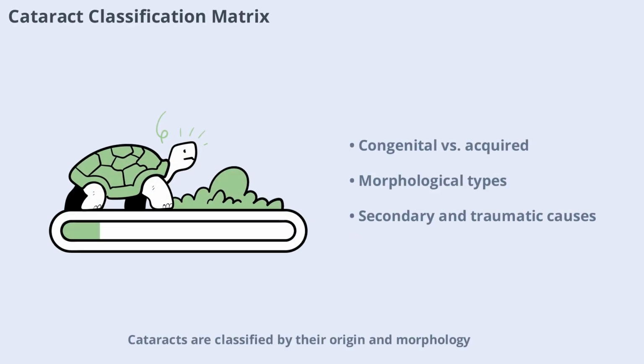Cataracts are classified by their origin and morphology. Congenital or developmental cataracts appear early in life, while acquired senile cataracts are age-related. Morphologically, they may be subcapsular, lamellar, cortical, or nuclear. Complicated cataracts arise from other eye diseases, and systemic causes include diabetes or medication side effects. Traumatic cataracts result from injury. Recognizing these types is crucial for tailored management and prognosis.